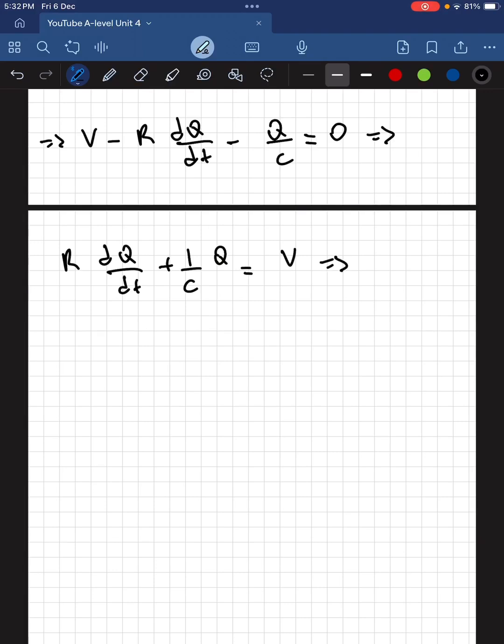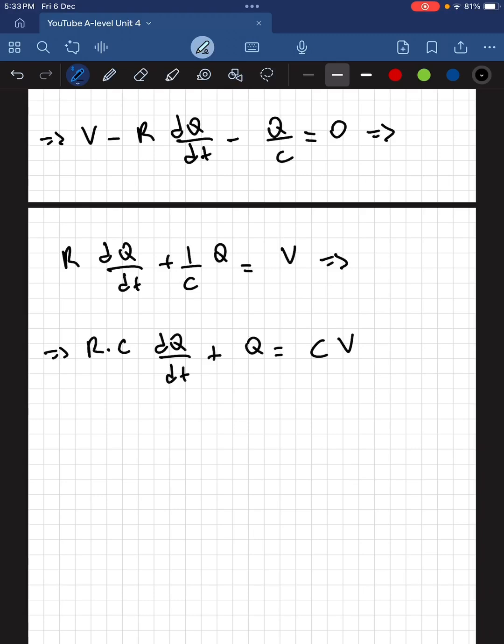Now let me multiply with C. So R times C dq over dt plus Q is equal to CV. Okay, so that's equation 1. What kind of solution do we expect for equation 1? One way to solve a differential equation is to go through techniques and solve them. But this is not a math class. I'm not going to attempt that.